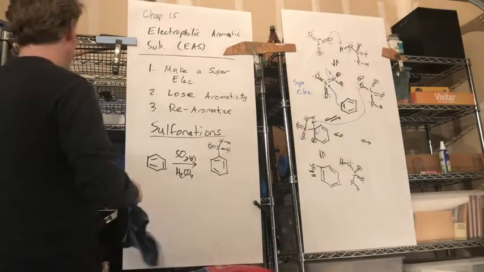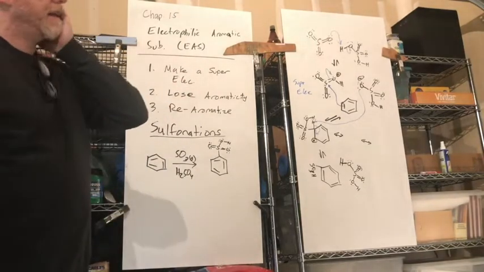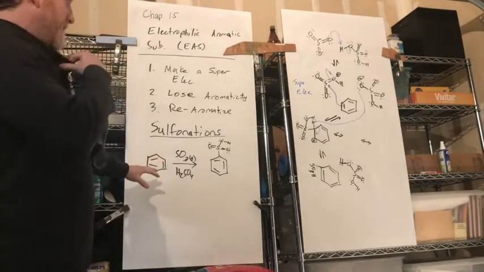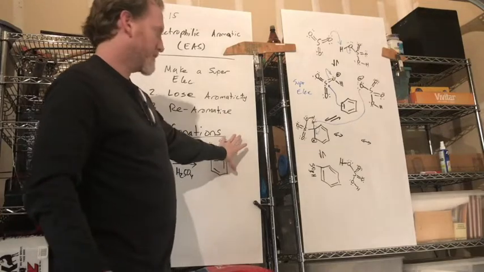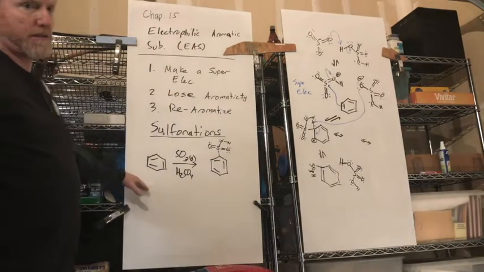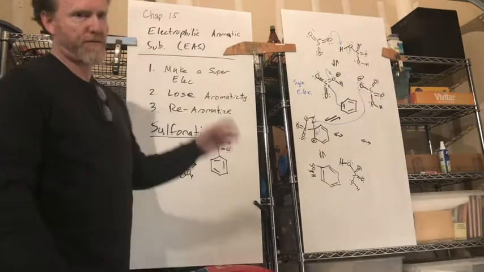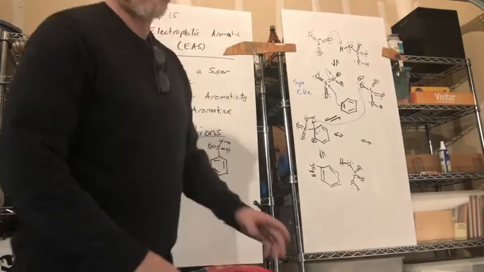Something that's really interesting about this one is that the sulfonic acid, once it's formed, it can be reversed. You can put it on and take it off. We'll look at that later. Let me just finish up all the forward putting things on the benzene ring.